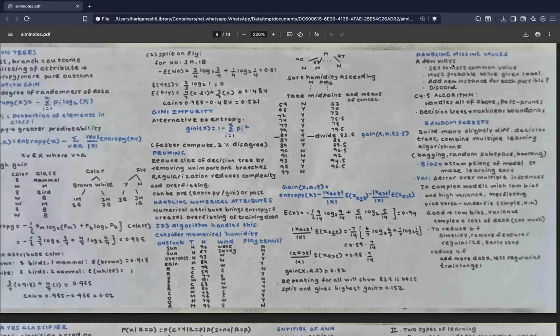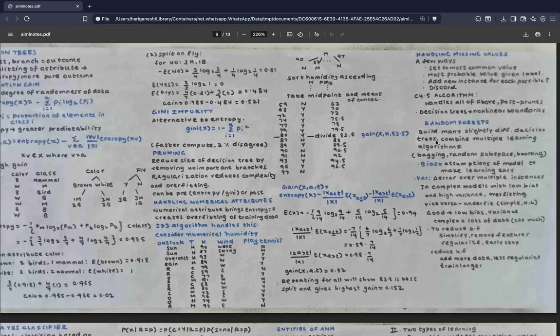Handling missing values, there are a few ways. You set to the most common value, you set to a most probable value, you add a new instance, or you discard it. The C4.5 algorithm handles all of the above and it does post pruning. So decision trees introduce nonlinear boundaries. So random forest and other theory.